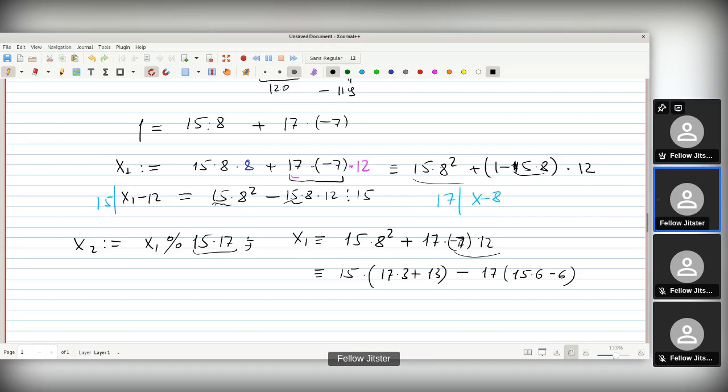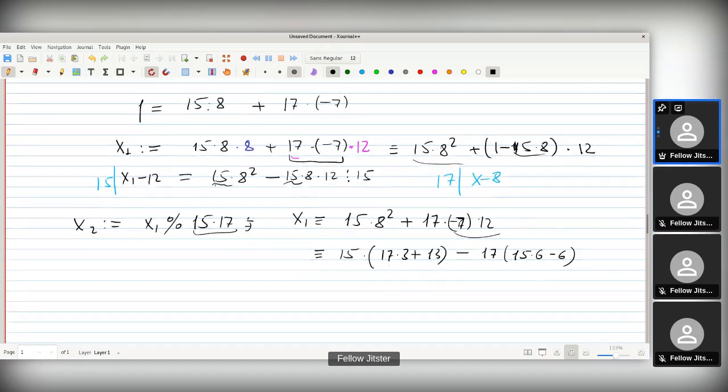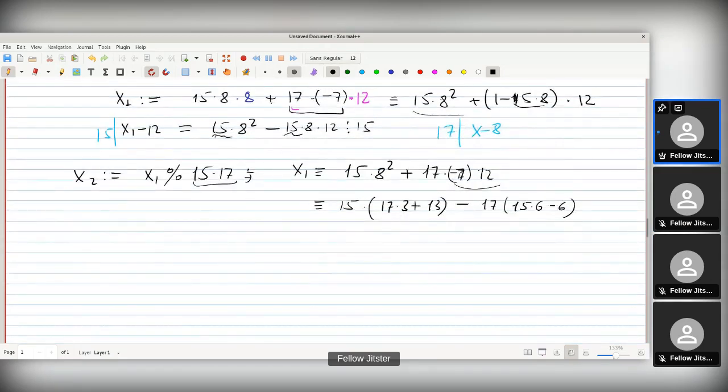So what do we have here? We have 15 multiplied by 17 by 3 plus 15 multiplied by 13 minus 17 multiplied by 15 by 6 plus 17 multiplied by 6. Do you agree?